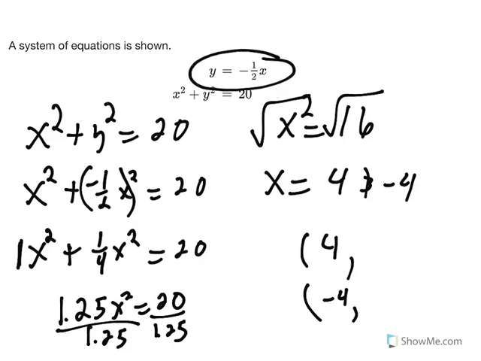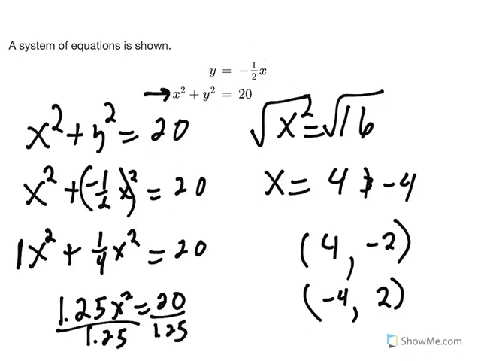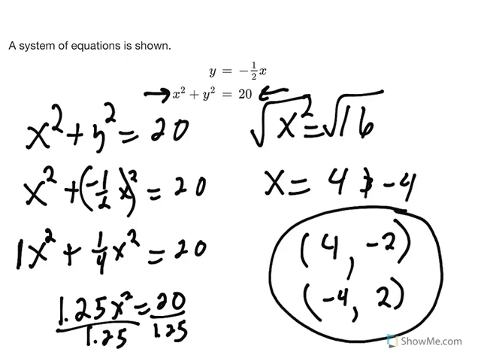I'm going to plug both of those into this problem right here. So negative 1/2 of 4 is going to be negative 2. And then half of negative 4 is going to be a positive 2. I can plug both of those into the last equation, x squared plus y squared equals 20. So this one right here. And I can say 4 squared is 16 plus 2 squared is 4 is 20, and the same thing with the next one. So these are my two solutions to this problem: 4, negative 2, and negative 4, 2. All right, give those a try, see how you do.